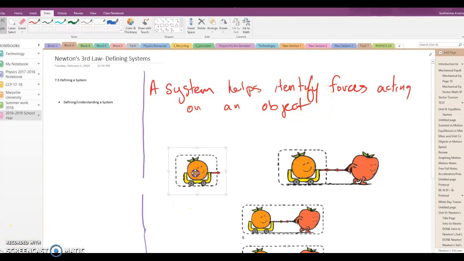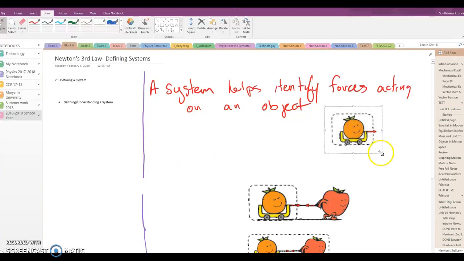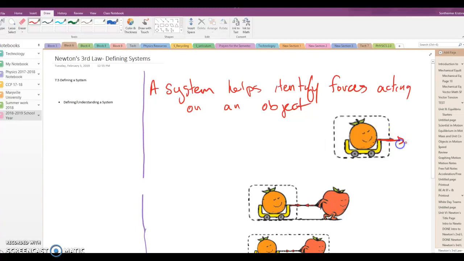All year we have been talking about free body diagrams. All year we've looked at systems that involve only one object. So if you were to draw a free body diagram on this orange, all we look at is that there's an applied force. We know the force applied is greater than the force of friction. There's going to be a positive acceleration.